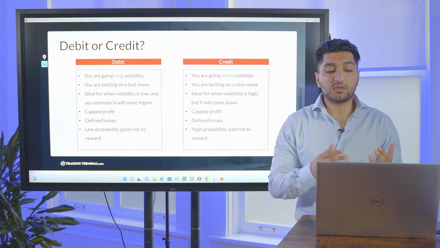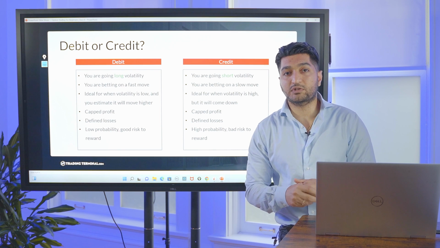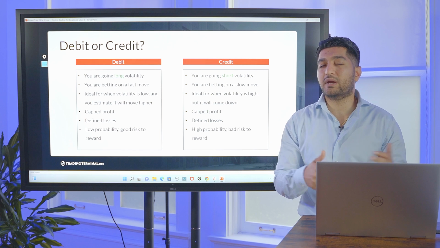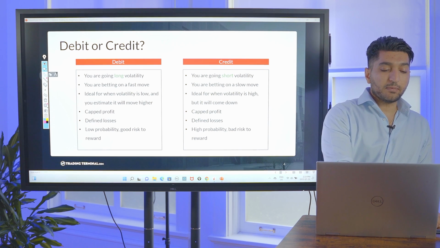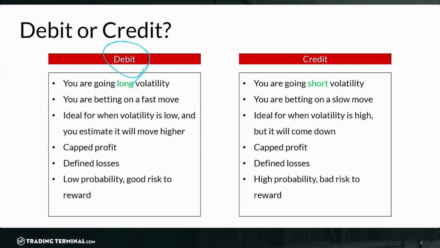So both of these, debit and credit, can be made in a bullish way as well as in a bearish way. But looking at it in terms of debit versus credit is a better way of looking at these strategies. So let's start with debit strategies. Whenever you pay for your option strategy, you're going long volatility. You're betting on a fast move.